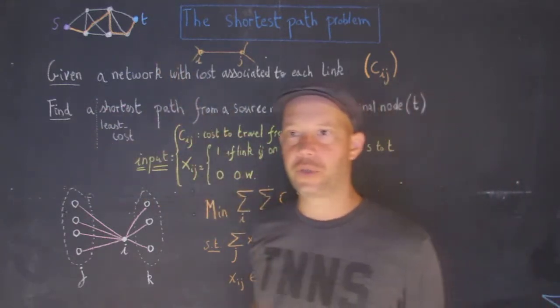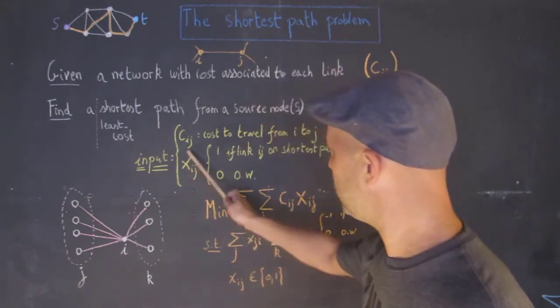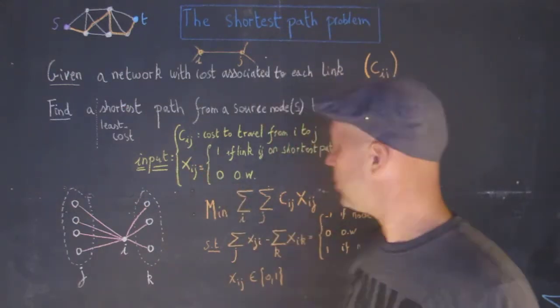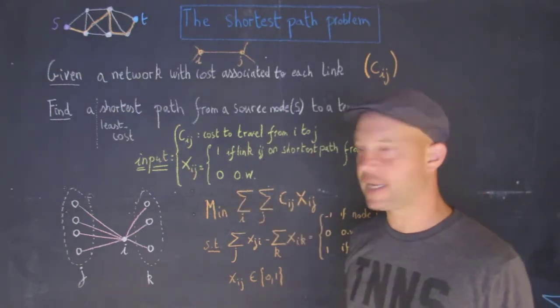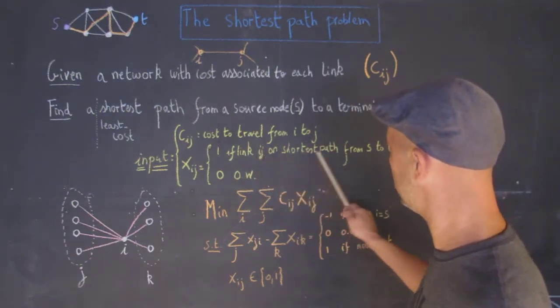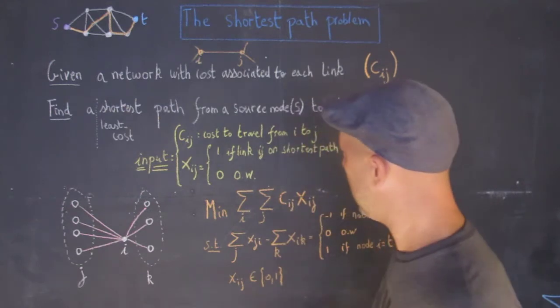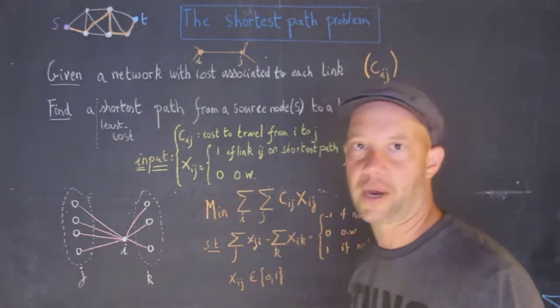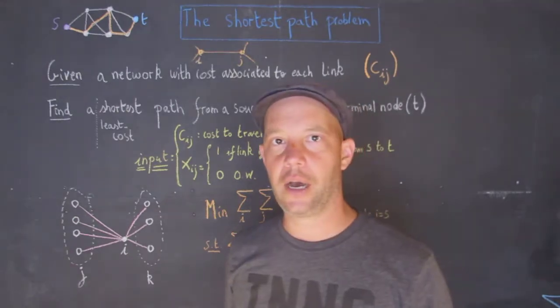So what are we going to use in terms of input to make that happen? We're going to use Cij, which is the cost to travel from I to J, and then we have a decision variable Xij, which is equal to 1 if link Ij is on the shortest path from S to T. Very important. And then 0 otherwise. So that's kind of the input. And now we are going to talk about the formulation.